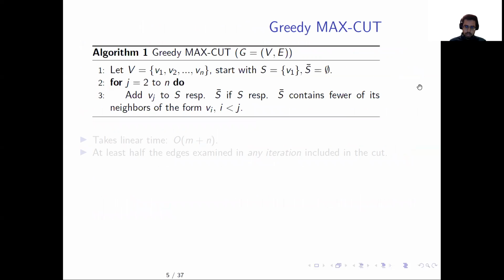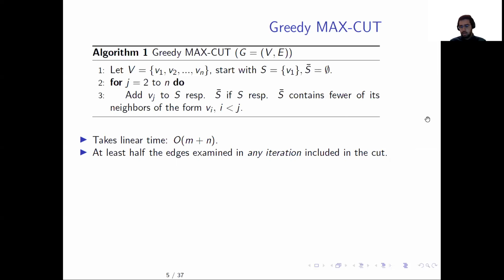Johnson's greedy max cut algorithm is a greedy algorithm. It starts with initially just one vertex on one side of the cut, and for every successive vertex, we place it on the side of the cut which maximizes the number of cut edges with respect to the current cut in every iteration. This is easy to see: it's a linear time algorithm, and at least half the edges examined in each iteration are included in the cut, and so this gives a half-respecting cut.